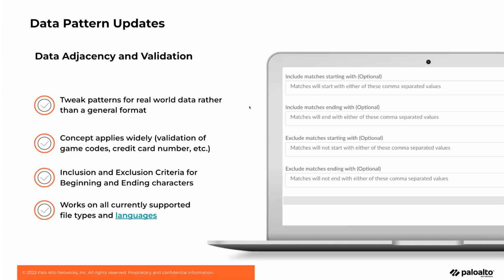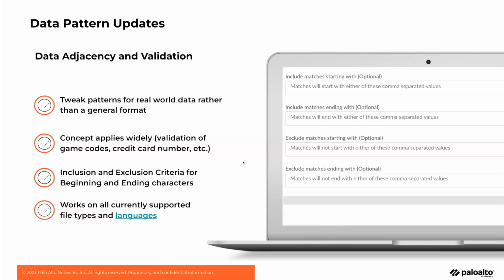Moving on, data pattern updates. This is where we get into how you detect. Typically DLP systems offer patterns such as credit card number. While that works out of the box really nicely, sometimes you need to tweak those patterns to match real world use cases or data patterns that are really relevant to your environment. So the concept applies widely. Some customers are using it for validation of game codes, for example, some for validation of credit card numbers.